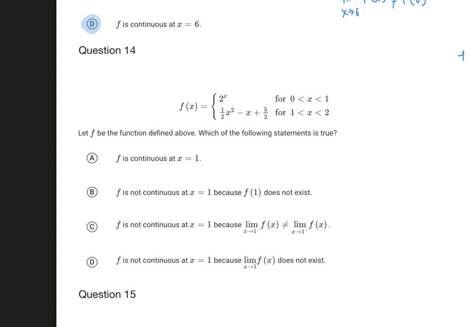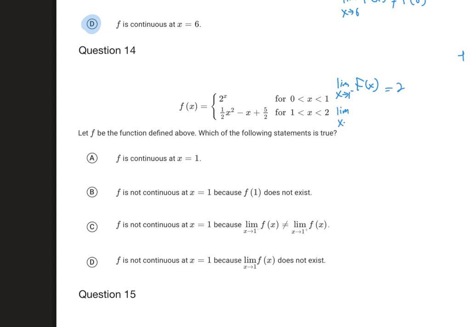Okay, so let's see. We look at 1 as a boundary point of this piecewise function. So let's plug in 1 in order to look at the limits. Let's say we do the limit as x approaches 1 from the left. From the left is values less than 1, so we plug 1 into that, and we get 2.